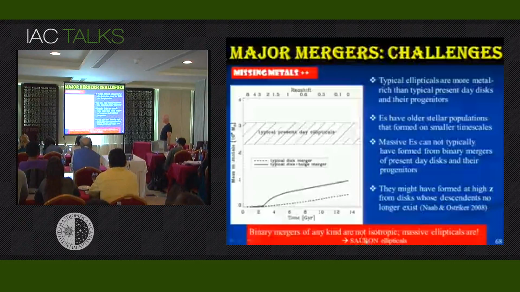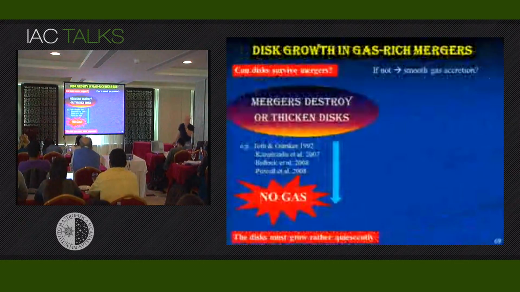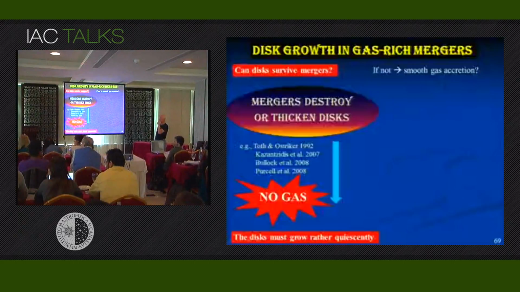So there is another problem that I want to mention when you have merging resulting in ellipticals made out of disks. And that is in binary mergers, the velocity distribution is not isotropic in the collisionless component, while the ellipticals, the massive ellipticals at least, are.